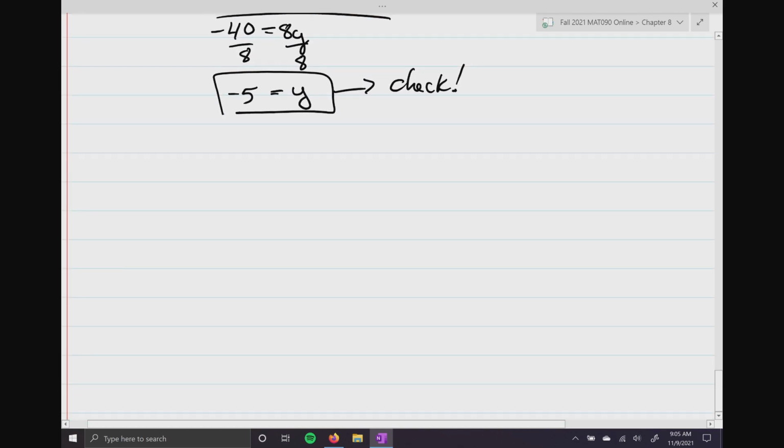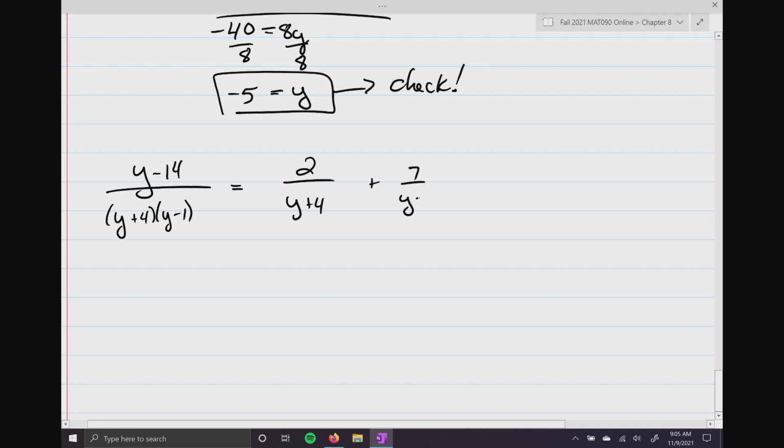Let me write out the original problem. y minus 14 over, and I'm going to write the factored form, y plus 4 times y minus 1 equals 2 over y plus 4 plus 7 over y minus 1. Now, if you want to, you can really get hardcore with this and just make your substitution.